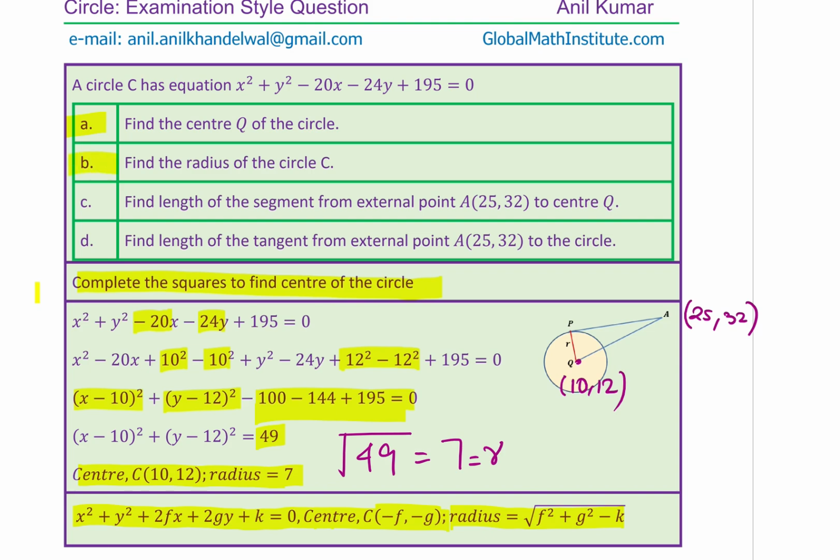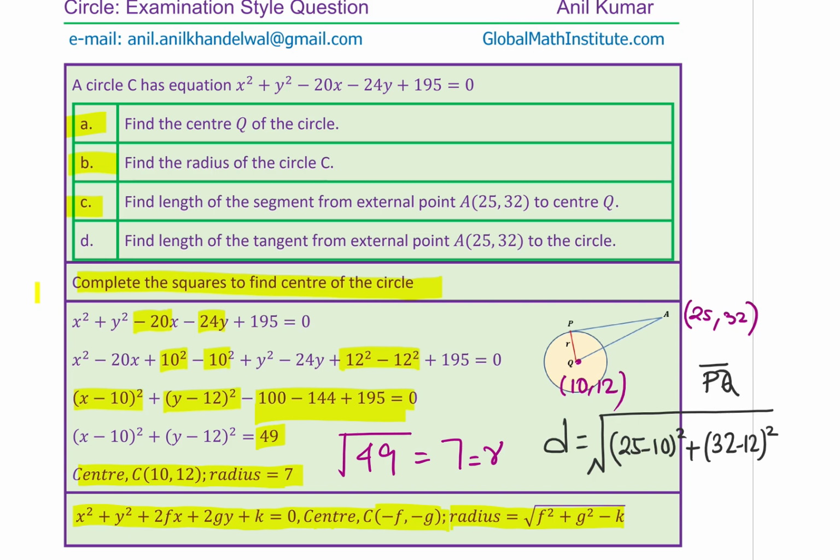Now let's think about how we are going to solve for C, which is to find the length of the segment from the external point to the center. Well, that should be simple. We know the distance formula. So we write distance is equal to square root of the x value difference between the two, which is 25 minus 10 whole square, plus the y value difference, which is 32 minus 12 whole square. And when you do the square root, you get the distance PQ, correct? So that gives you the value of PQ. Is that clear to you?